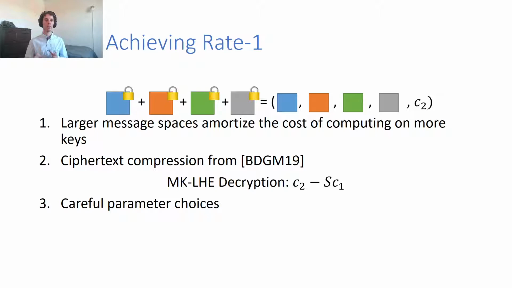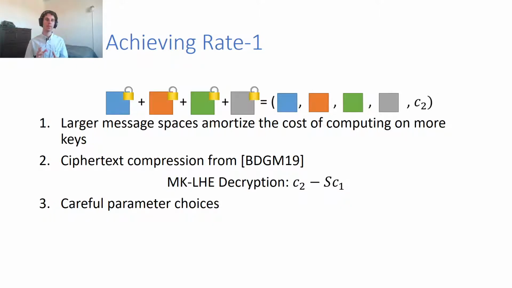In order to achieve rate 1, we do need to add a few more things. First, you'll probably notice that the evaluated ciphertexts scale with the number of keys which are involved. However, we can amortize this out by computing on larger message spaces. This is particularly effective when we're considering compiling insecure protocols which scale in message size with the number of parties involved.